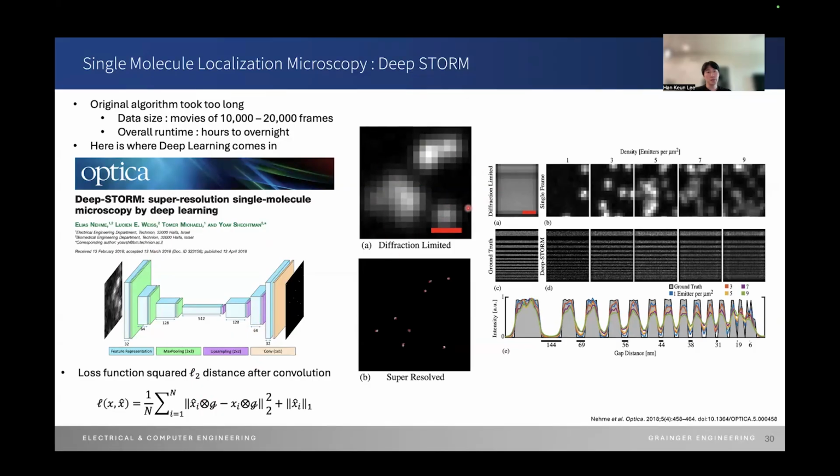They also show that in the diffraction limited image, the deep learning model was able to precisely localize each individual point spread function. And they also show that depending on the density of emitters per micrometer squared, the resolution varies a lot. It turns out that when they use very, very sparse emitters per micrometer squared, the resolution improves. So the blue line represents when they use one emitter per micrometer squared, and they achieve very, very high spatial resolution.